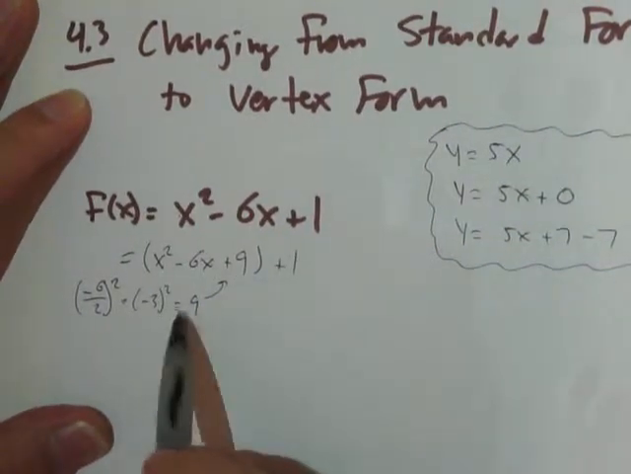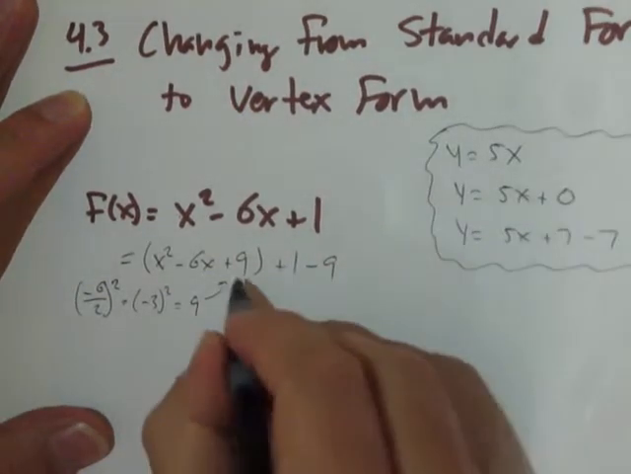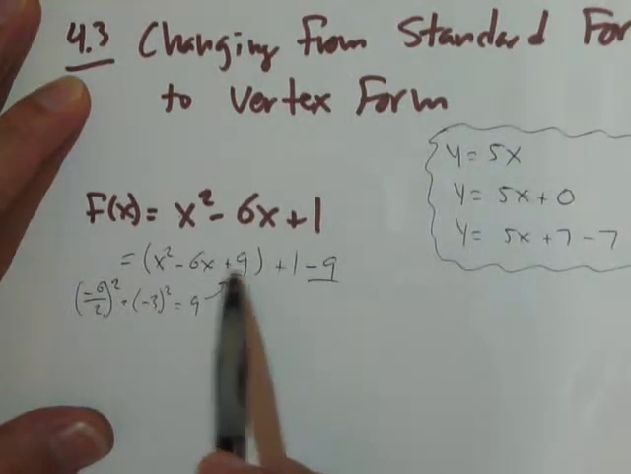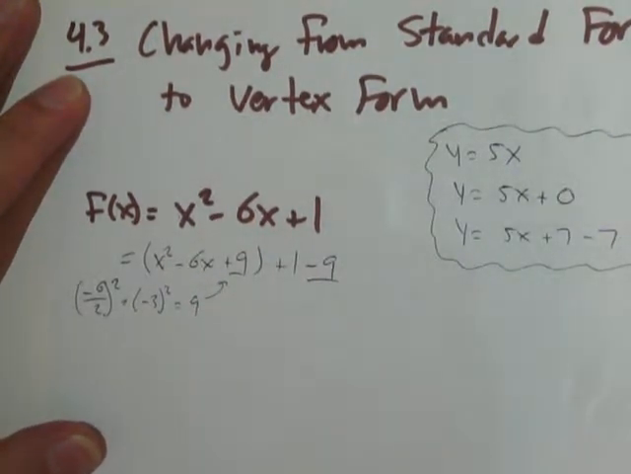I did plus 9 because that's what I needed, and then I'm going to do minus 9 over here. So plus 9, minus 9. I essentially have not changed this. I added the 9, but I took it right back away. So I didn't change the overall equation.